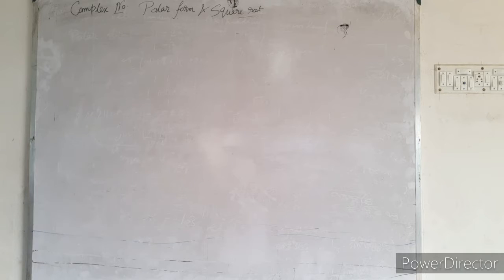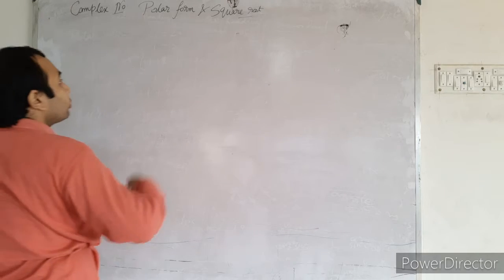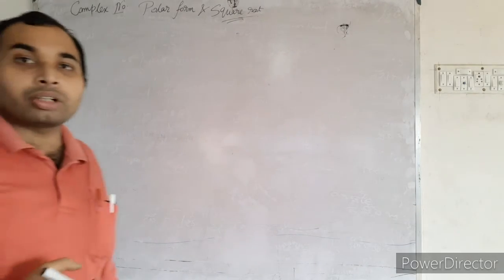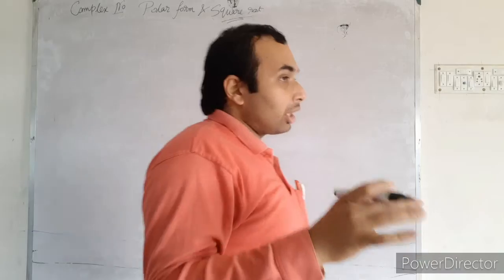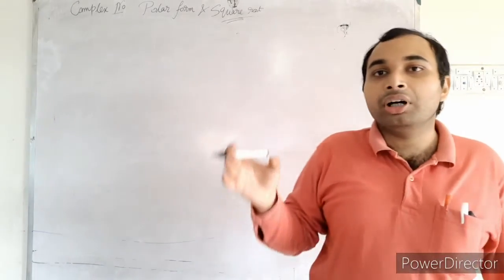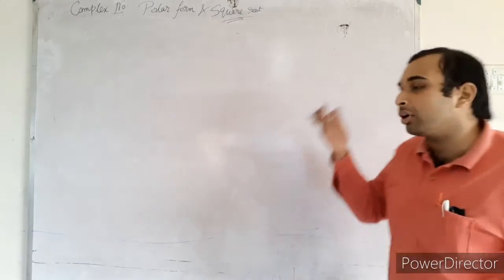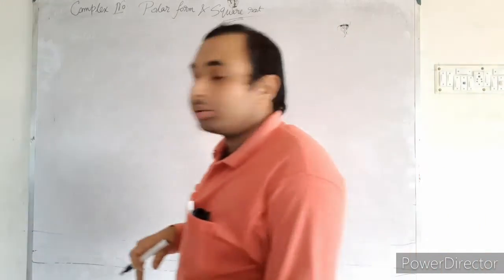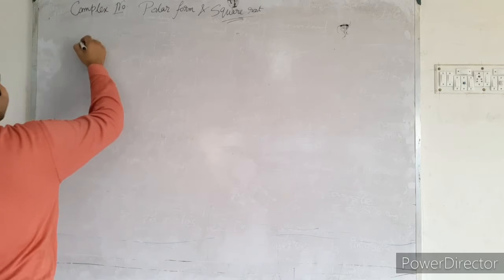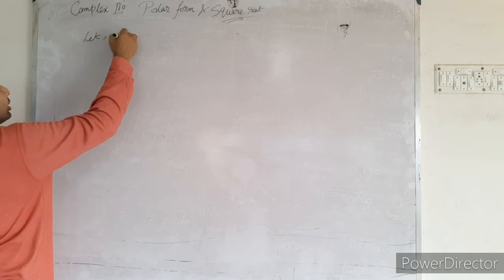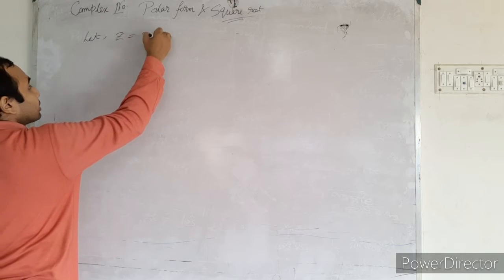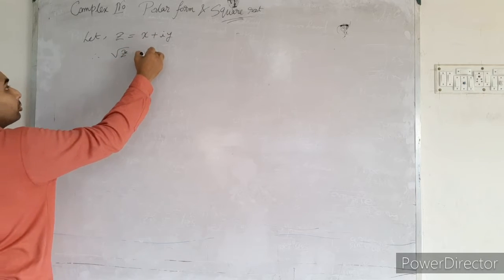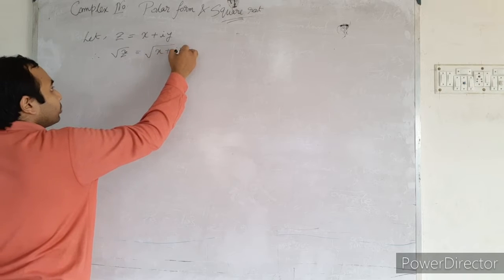So students, now let us discuss the square root of a complex number. This is also one of the most important concepts of complex numbers: how to find the square root of a complex number which is in the form a plus ib or x plus iy. So let us start. Let z equals x plus iy. So obviously root z will be root over x plus iy.